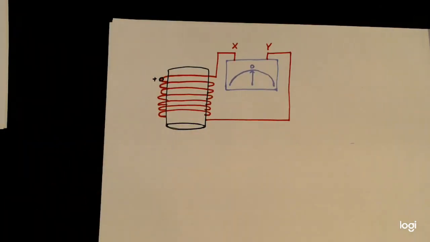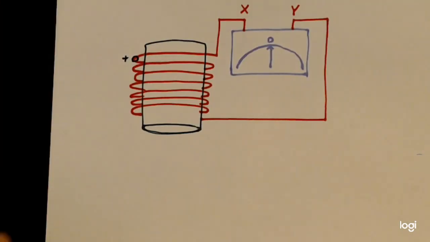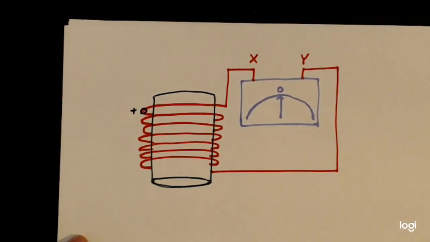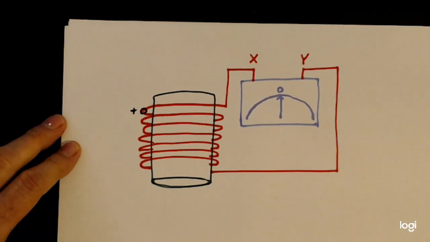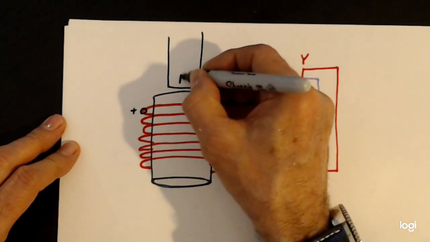I'm just going to zoom that in a little bit. Just hold on a second. Okay. All right. So we're going to use the right-hand rule. Now, there's the magnet at its lowest position. That's a north pole.